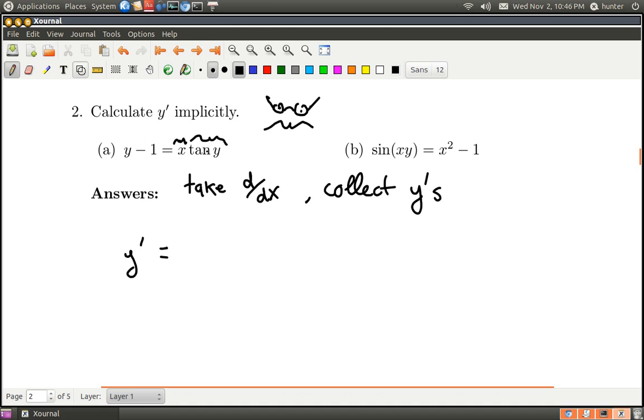This is one part, this is the other part. We're going to use the product rule. The derivative of x is 1, so that just gives tan y. Plus, now x stays the same, and I use the chain rule on this part. I get secant squared y, and then of course, by the chain rule, y prime pops out. And so I have two y primes, as you can see.